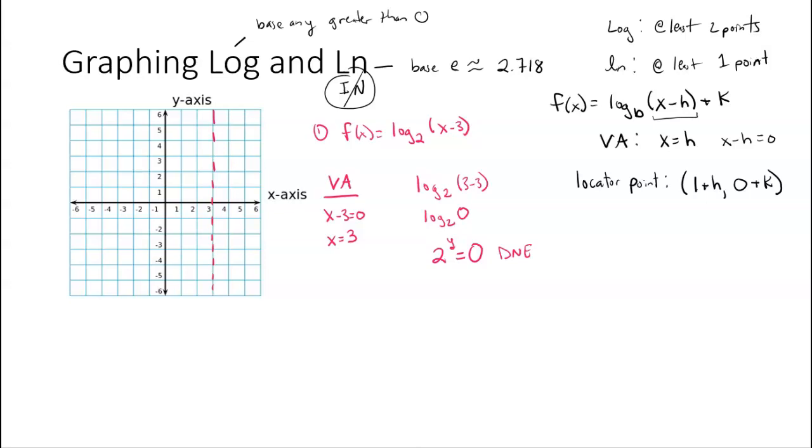This is where the locator point comes in handy. I take the 1, it's always a 1, and add my h value, which is 3. Then I take my 0 and add my k value. There's nothing added to the end of my log problem, so that becomes 0. So my locator point is 4, 0. Now I know I'm on the right side of that vertical asymptote, and you can double check that this point is true.